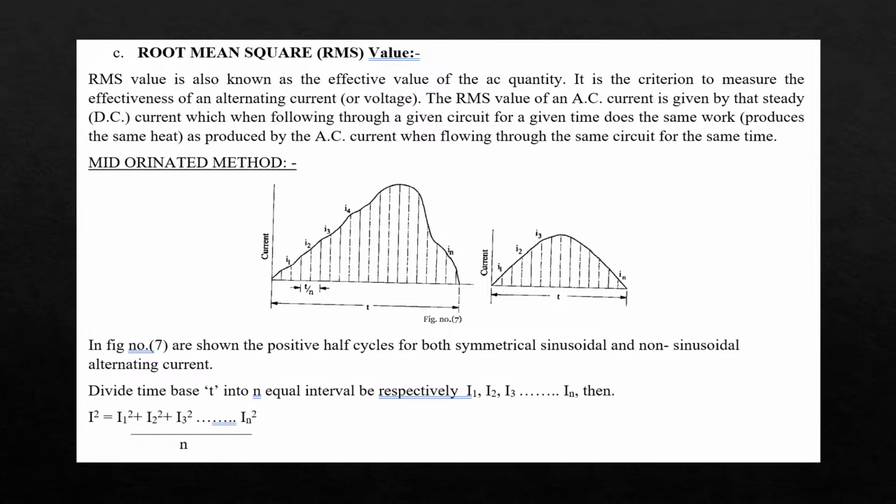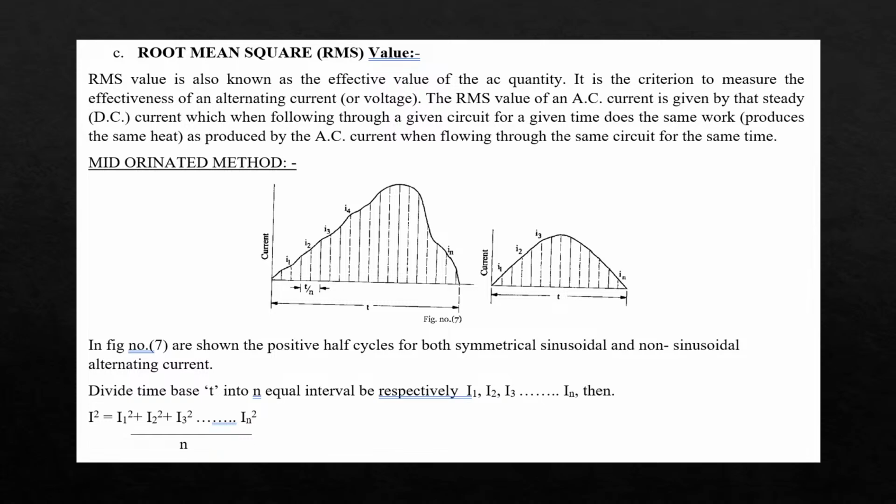So let's go and continue with this RMS. What is RMS supposed to be? It's an effective value of an AC quantity. So what does that mean? Let me put my specs back on. The effective value of an AC quantity is the criterion to measure the effectiveness of an alternating current. What does that basically mean? That the RMS value of an AC current is given by that steady DC current which, when flowing through a given circuit for a given time, does the same work, produces the same heat as produced by the AC.